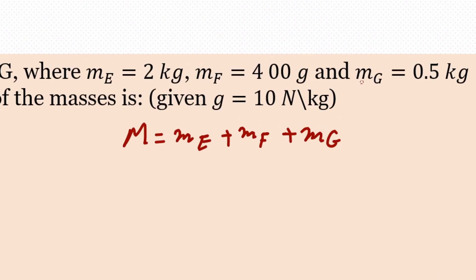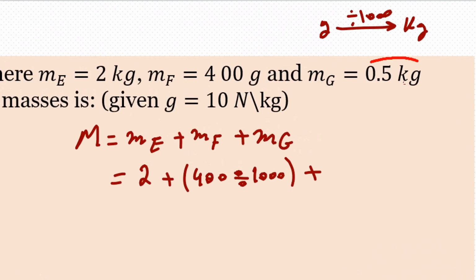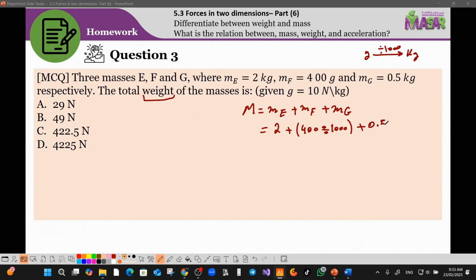Now we must have consistency in the units. The only odd unit here is the gram. We need to change it to the SI unit. We must convert it into the SI unit. Now the mass of E is 2 kilogram. The mass of F is 400 gram. Now in order to convert grams into kilogram, we divide by 1000. Now the mass of G is already given in kilogram and there is no need to make any changes here. And the total mass is 2.9 kilogram.